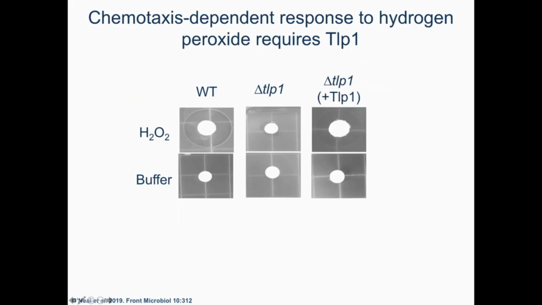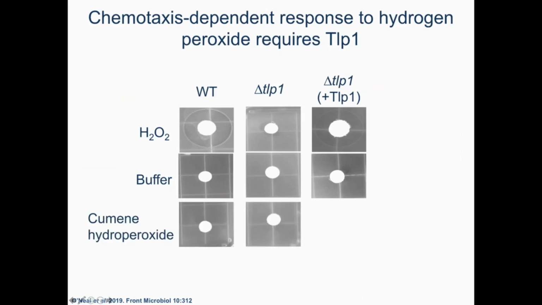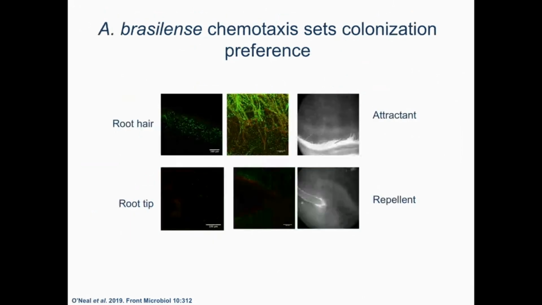And if we express a parental receptor into the mutant, we can restore the response we see in the wild type. And we know that was very specific to hydrogen peroxide because if we use cumene hydroperoxide, which is an organic peroxide, generating stress, we do not see this response at all from the wild type or the chemoreceptor mutant. So together, these data that we have shown you show that in the root hair, Azospirillum at least, detects some attractant, and at the root tip, it detects some repellent, perhaps ROS, and that these different recognition sets colonization preference.